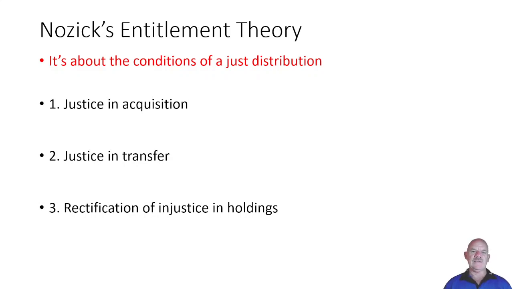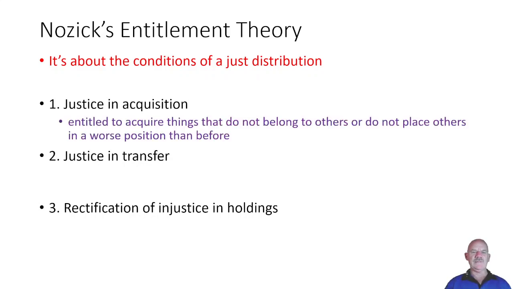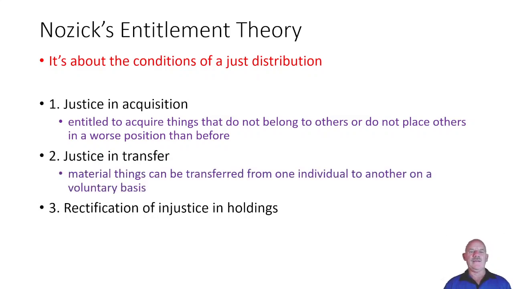So Nozick said there should be justice in acquisition. So you are entitled to acquire things that do not belong to others or that do not place others in a worse position than before. It's okay to acquire things. Then it's okay to transfer things from one individual to another. So in principle, Nozick is not against redistribution. He says it's okay to transfer from one individual to another on a voluntary basis.